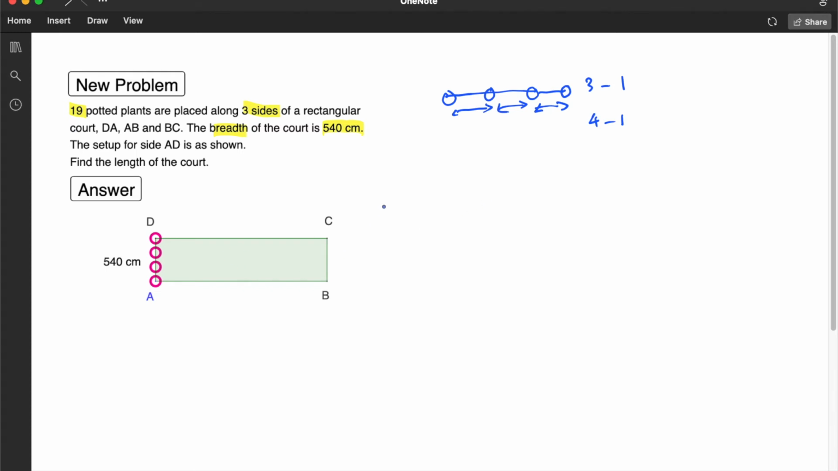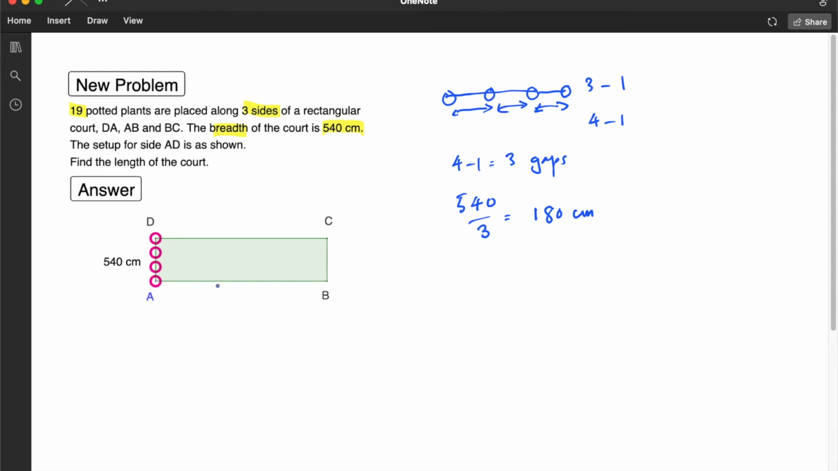Right, so let's solve our problem. So we can see here that we have 1, 2, 3, 4 trees. That means there will be 3 gaps. Right, 4 minus 1 equal to 3 gaps. Right, so we can easily now calculate the length of the gap by taking 540 divided by 3. Right, so that will give us 180 centimeters.